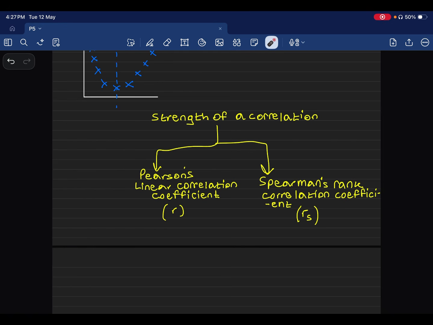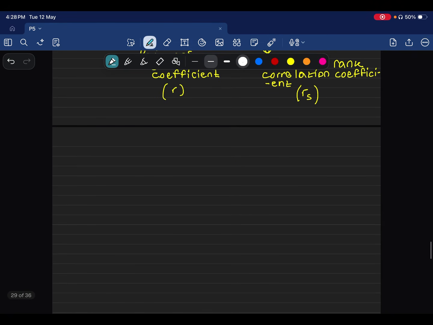But are the two really different? No, right? Both of these are used for the same purpose. Both of these are correlation coefficients, which are used to give you the value of the strength of the correlation between two variables. It's just different ways to calculate the same thing. Okay, let's talk about Pearson's linear correlation coefficient first. So let's talk about just R, not RS. Now, there's one thing you need to remember. And what is that?